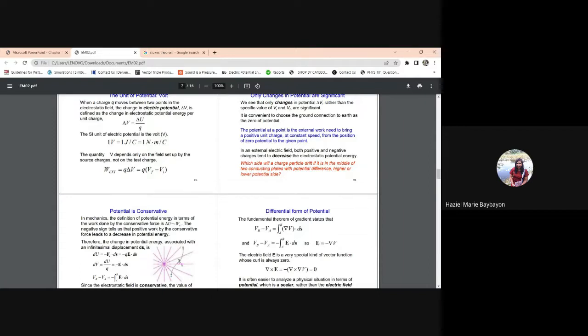Kung attractive pod, ginapull nila ang usag-usa. So, lisod gyapon i-maintain ang 1 meter distance. So, there should be work done in order to maintain that particular point. So, gikan infinity towards, say, for example, 1 meter nga distance. Okay? So, in an external electric field, both positive and negative charges tend to decrease the electrostatic potential energy.